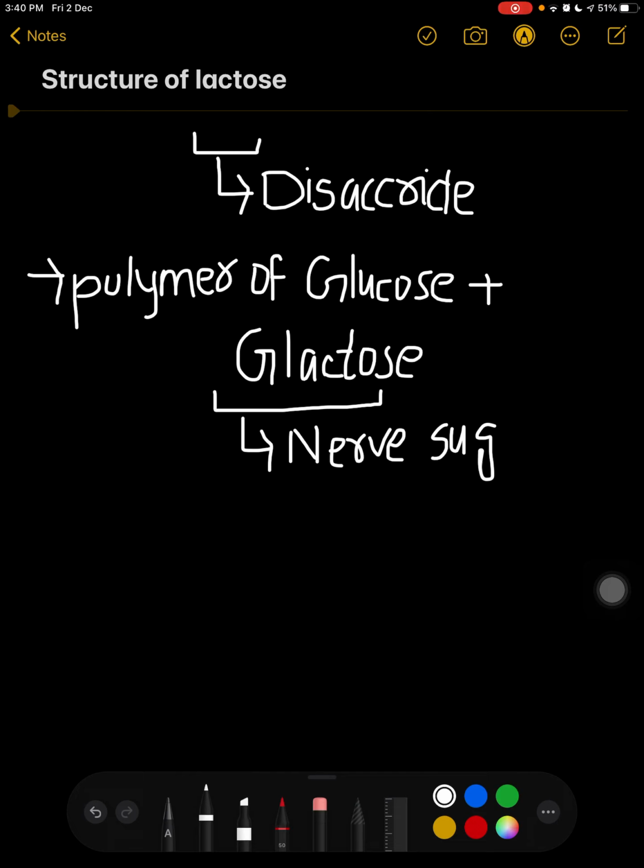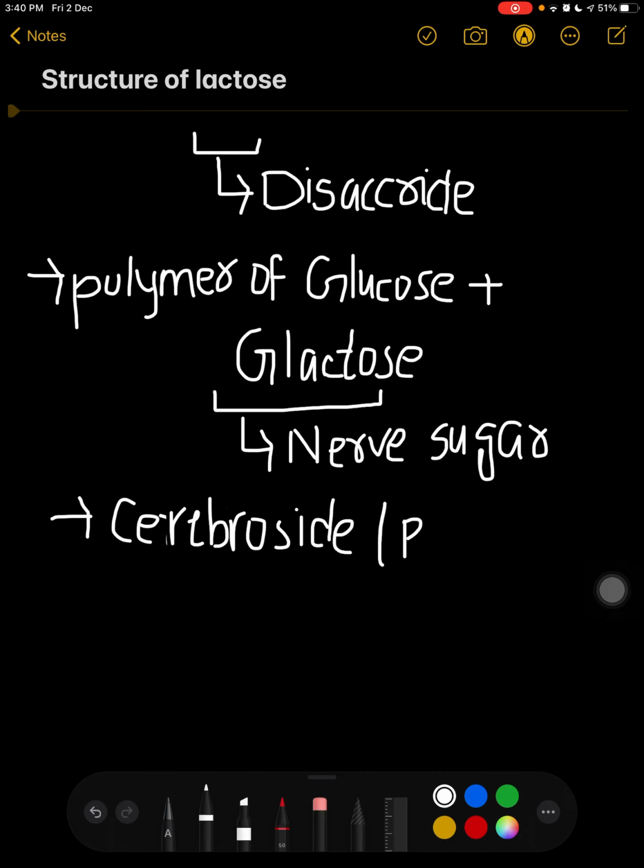It is present in the cerebrocyte, basically in our brain. This lactose, which is known as nerve sugar. So today we will be looking into the structure of lactose.